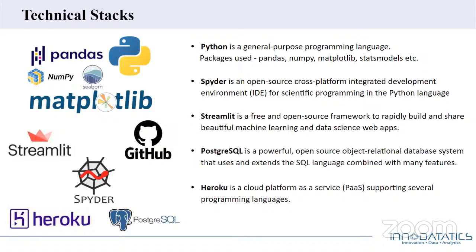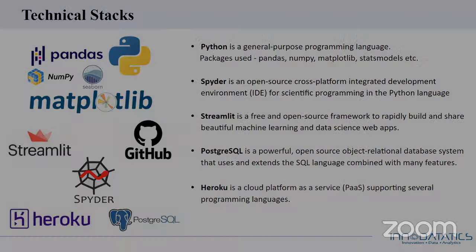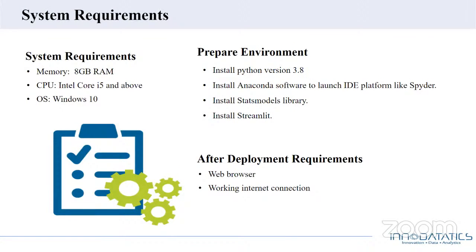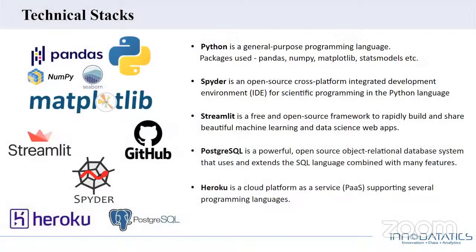The front end for the web application of our project has been developed using Streamlit, which is a free and open source framework to build web apps. The database system that we have used in our project is PostgreSQL, which is a powerful open source object relational database system that uses SQL language. For deployment, we have used Heroku, which is a cloud platform as a service, supporting several programming languages. Next slide, please.